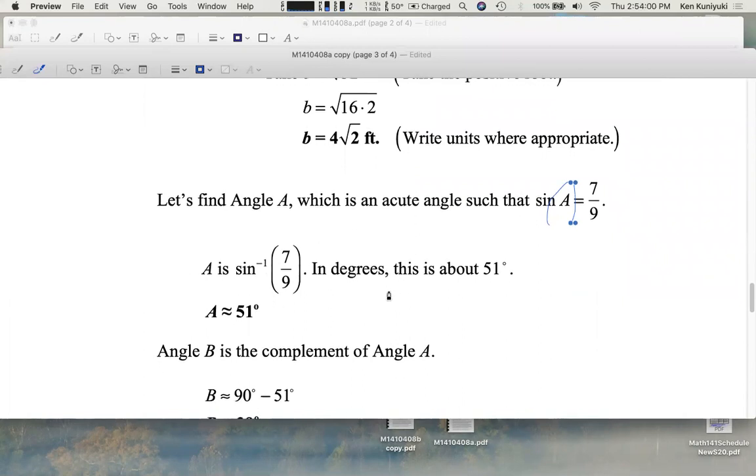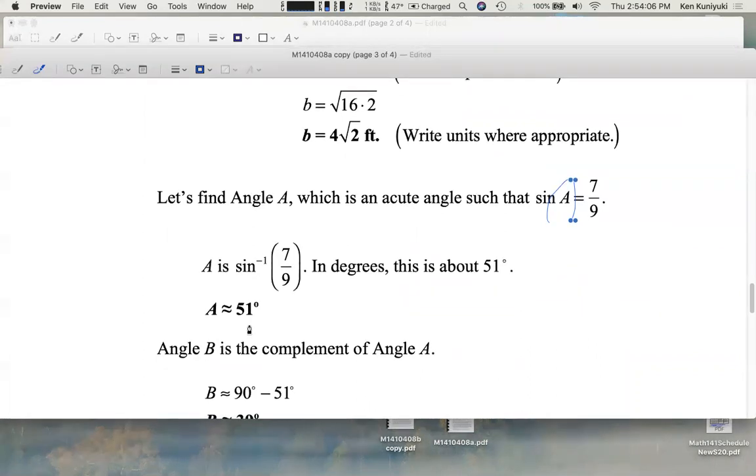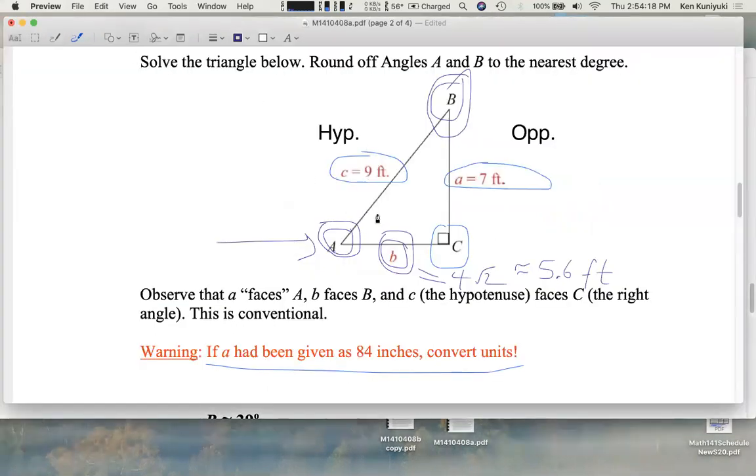I'm sure we'll want to round that off. In degrees, it's about 51 degrees. And for these applied problems, when we're solving a right triangle, we tend to use degrees. A is about 51 degrees. It's the acute angle whose sine value is 7/9. So this here is going to be about 51 degrees.